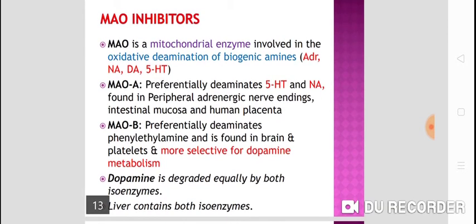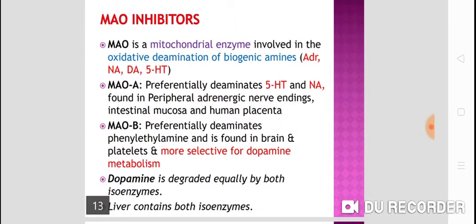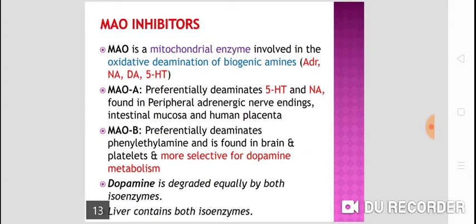What is the function of monoamine oxidase? It is involved in the metabolism of biogenic amines, or oxidative deamination of the biogenic amines. Now, which are the biogenic amines? Adrenaline, noradrenaline, dopamine, serotonin. These are the biogenic amines. So, oxidative deamination or metabolism of biogenic monoamines is the function of monoamine oxidase.